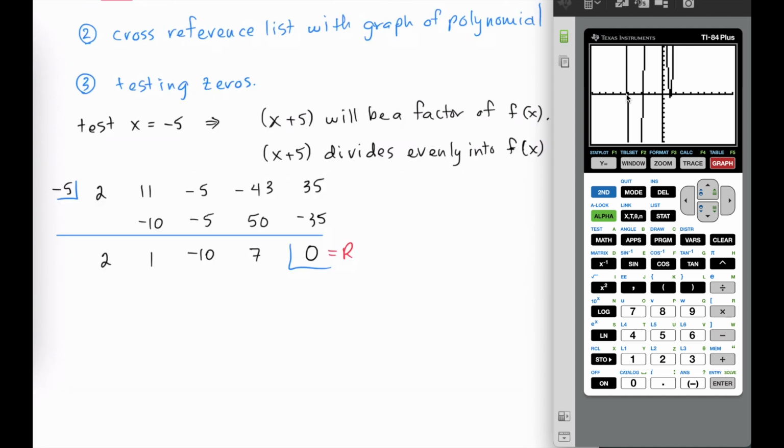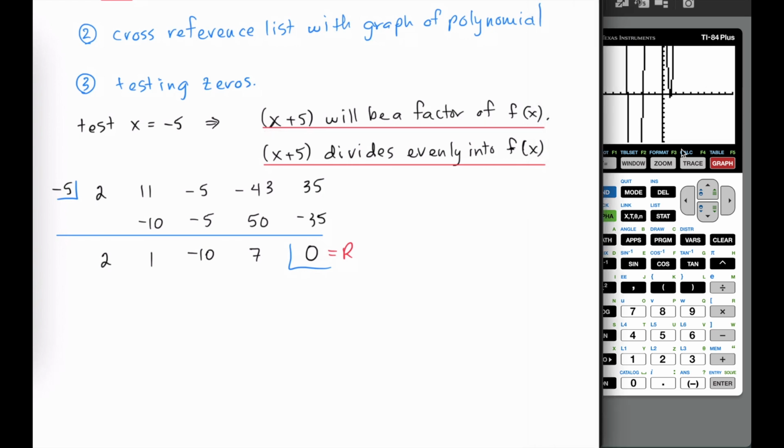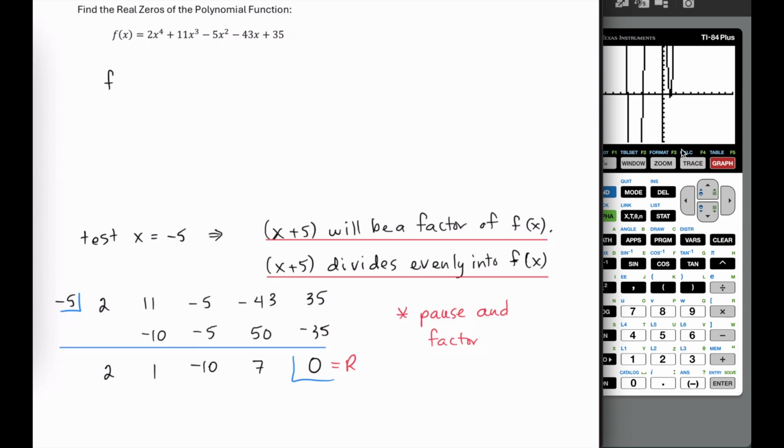When the remainder is 0, it confirms that x plus 5 does divide evenly into the polynomial, which means that x plus 5 is a factor of that original polynomial function. When this happens, we should pause with the synthetic division and begin the factorization of our polynomial. So now we can start to begin and factor the original polynomial. We know that x plus 5 was a factor.